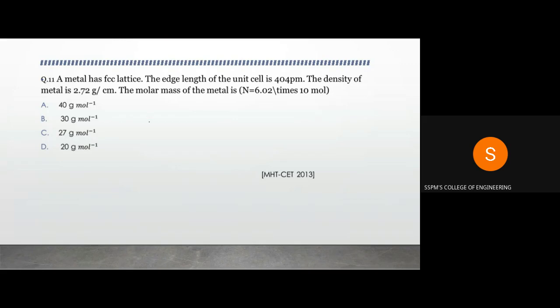So the formula of density: delta is equal to n M upon a cube N A. Given data for FCC: n is equal to 4, a is equal to 404 pm, picometer, that's converted into 404 into 10 raised to minus 10 centimeter.